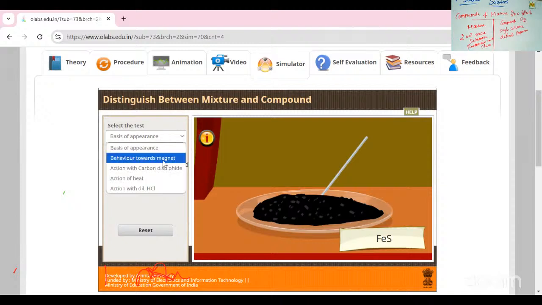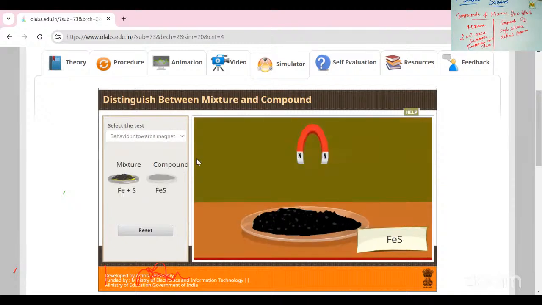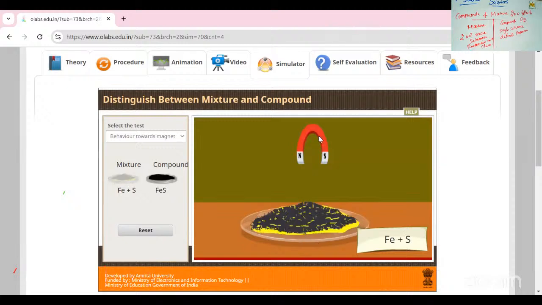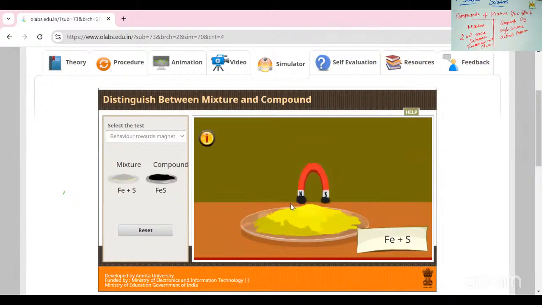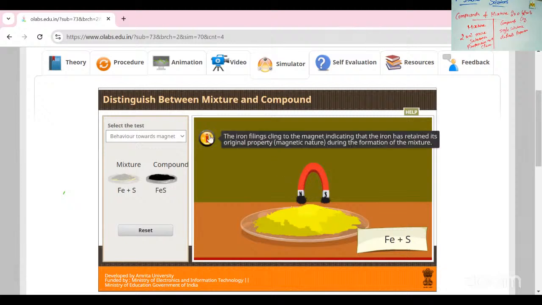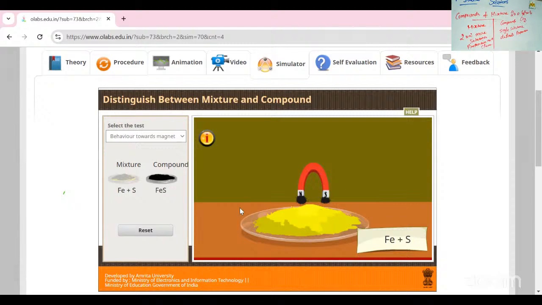The next property is behavior towards a magnet. Fe and iron. First I am choosing the mixture. When the magnet is near the particles, wow, the iron particles are easily attached to the magnet. So iron is easily attracted. The iron particles are attracted to the magnet, so this is the mixture. Iron filings clinging to the magnet indicate iron has retained its original property, that is magnetic nature. So this is the mixture.